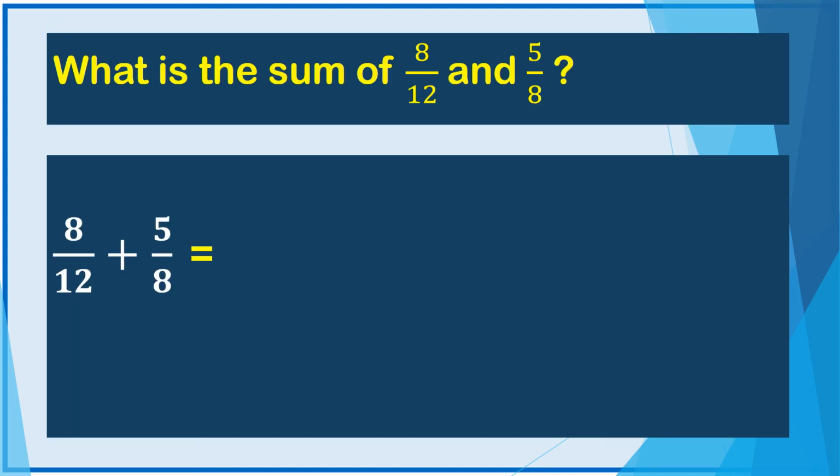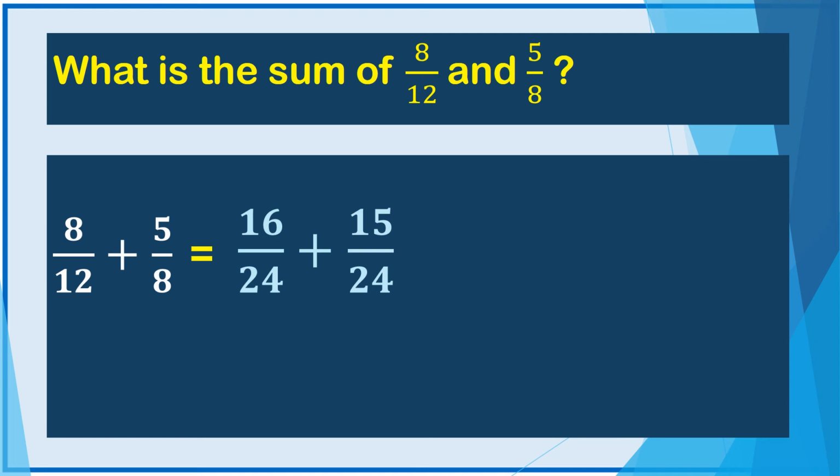Now let's try this example. What is the sum of 8 over 12 and 5 over 8? Now determine if the fractions are similar or dissimilar. Alright, you are correct. These are dissimilar fractions. Now let's look for the LCD to change them to similar fractions. Now the LCD here is 24. Correct? Yes. So let's try to explain.